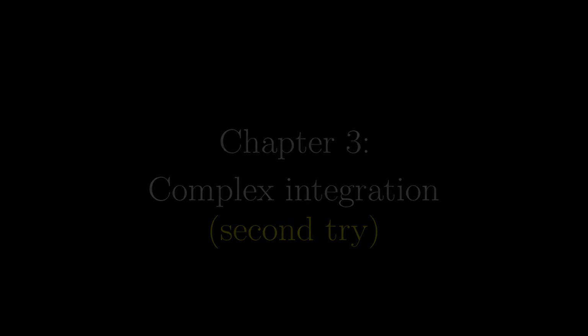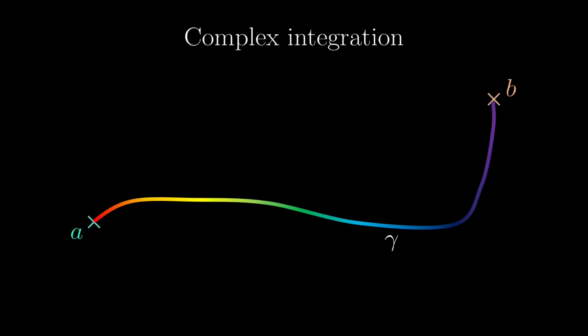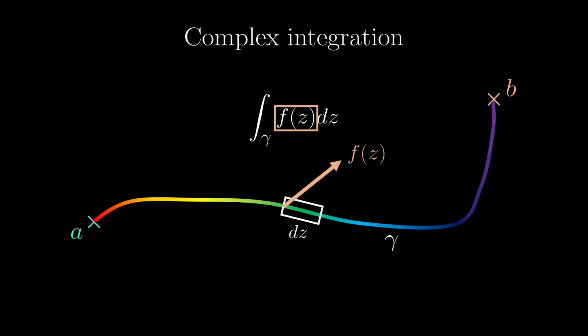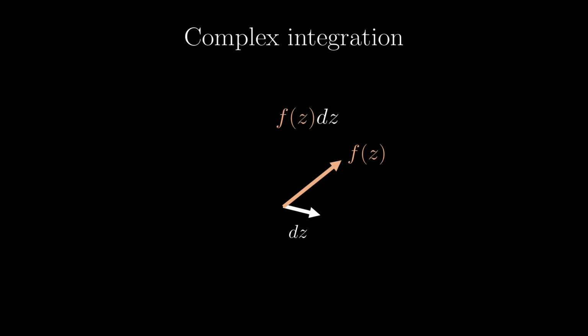Let's go back to complex integration. Just like before, we integrate from a to b through the path gamma, and the integral tells us to sum the contributions by these little complex increments dz. But now, think of the complex number f of z as a vector, and dz as a vector as well, and focus on f of z times dz.